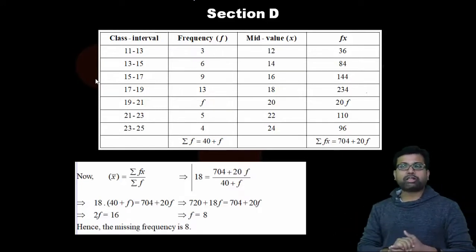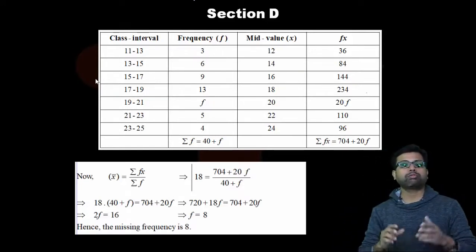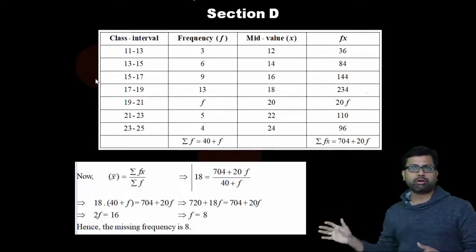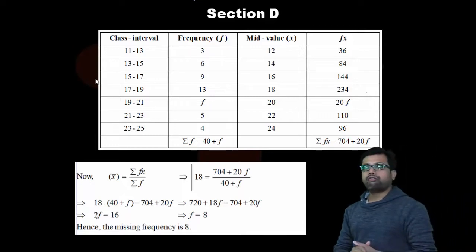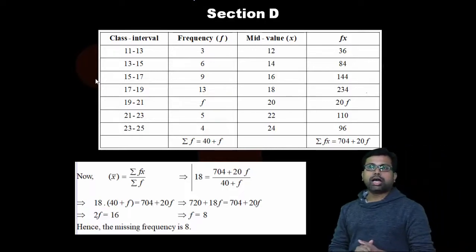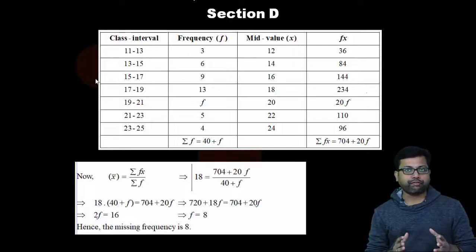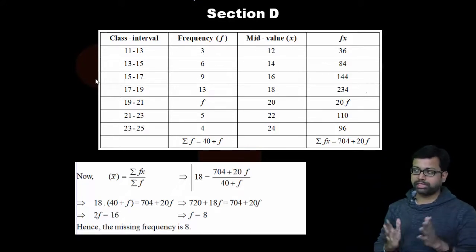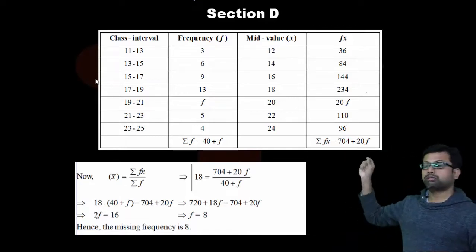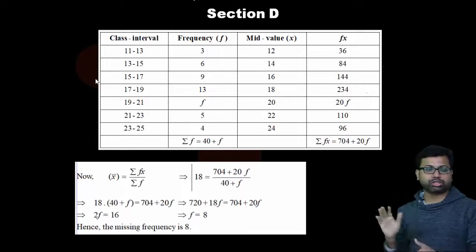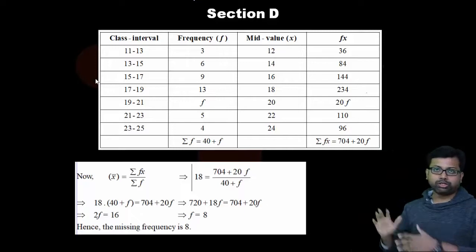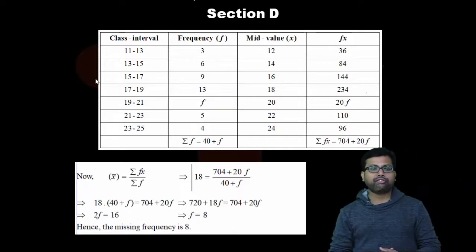In the denominator for calculating the mean, we have to calculate the sum of all frequencies. You take the second column which lists all the frequencies, and the sum of the given frequencies comes out to be 40 plus f. So the mean x bar is equal to sigma fx by sigma f, and the mean is given to be 18. So 18 is equal to (704 plus 20f) divided by (40 plus f). When you solve this, you get the value of f as 8.